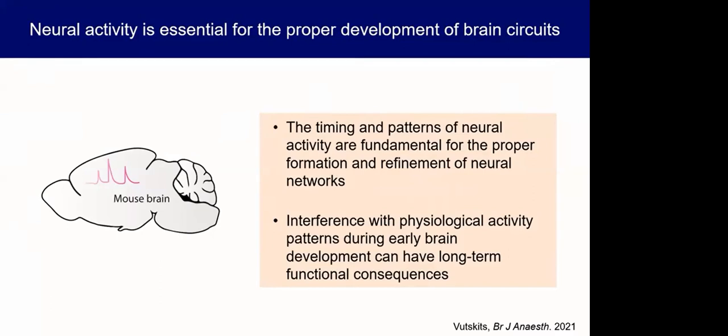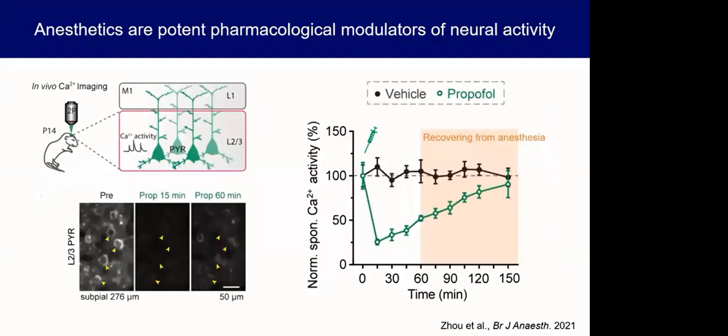So in this context, it's not surprising that many animal studies have consistently demonstrated the long-term impact of early life anesthesia exposure on behavior and cognitive function. This is because anesthetics are powerful modulators of neuronal activity. As shown here, one injection of propofol in young mice at a dose to induce a surgical plane of anesthesia causes a prolonged reduction of neuronal activity that persists into the anesthesia recovery period. This raises the possibility that anesthesia-induced prolonged suppression of neuronal activity may impair neural circuit development and thereby contribute to behavior and cognitive changes.